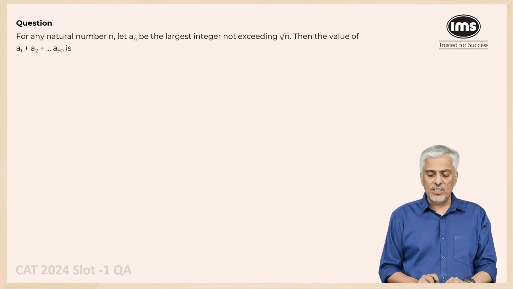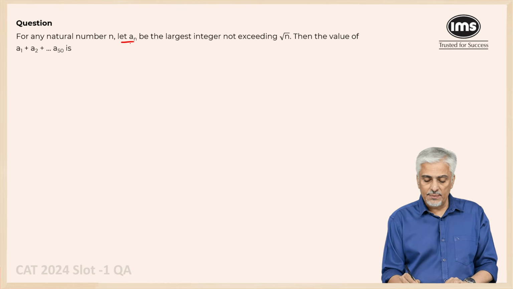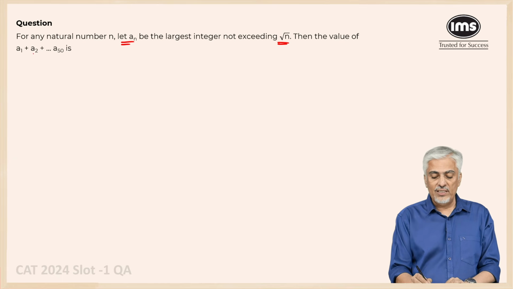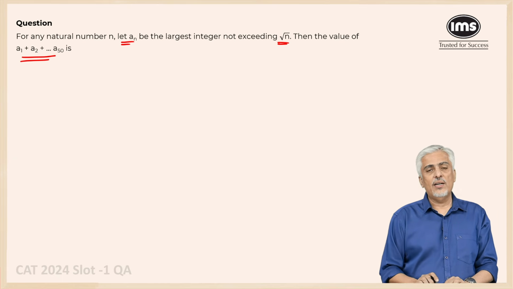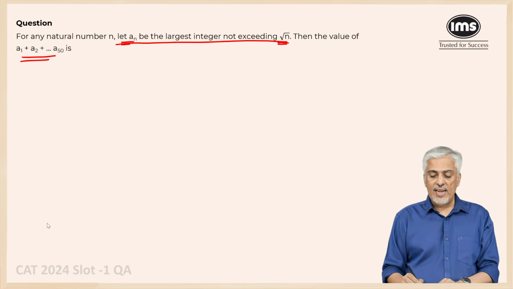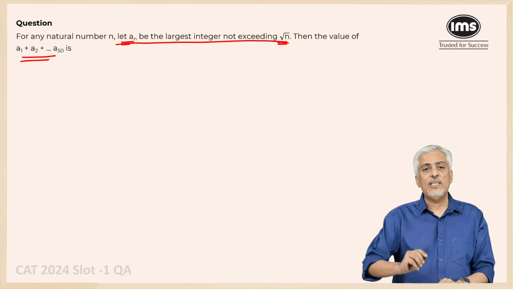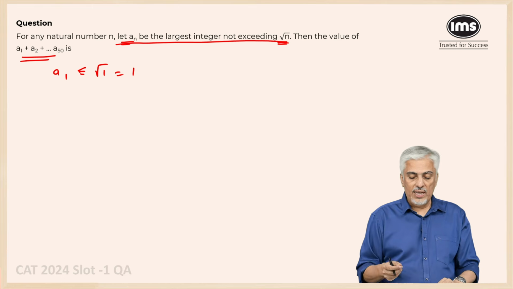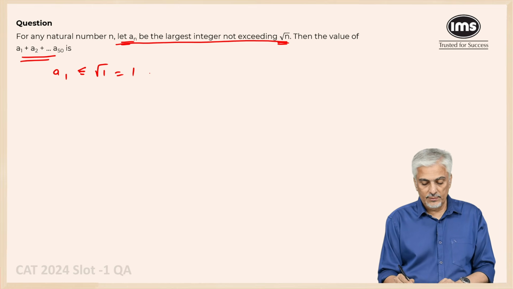For any natural number n, let an be the largest integer not exceeding root n. Then the value of a1 to a50 is what? Now, again, the confusion would have been only this part where people did not understand what this means. So, an can be less than or equal to root n. So, when I take n as 1, a1 is less than or equal to root 1. Root 1 is 1 only. So, then I can take it as 1, right? So, a1 comes out to be 1.